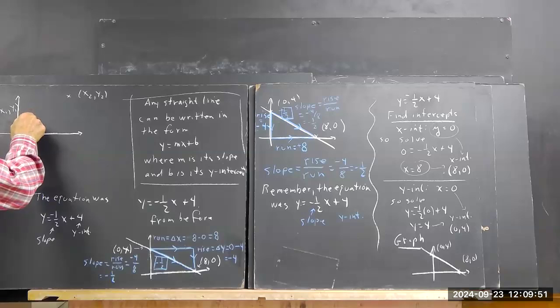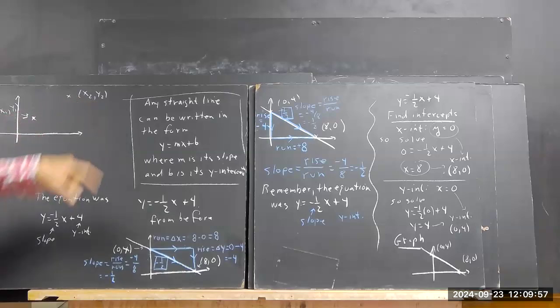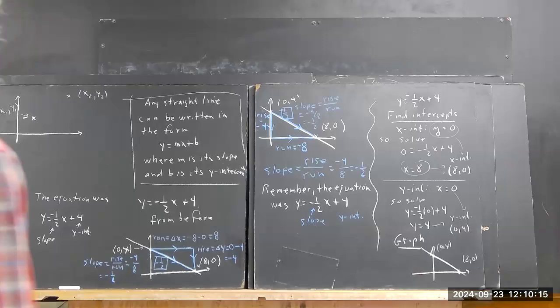Okay, now I want you to do the same thing. I'm not giving you numbers. I give you symbols x1, y1, and symbols x2, y2. So all I want you to do right now is draw that triangle. Draw your arrows and write down what the rise is and what the run is.